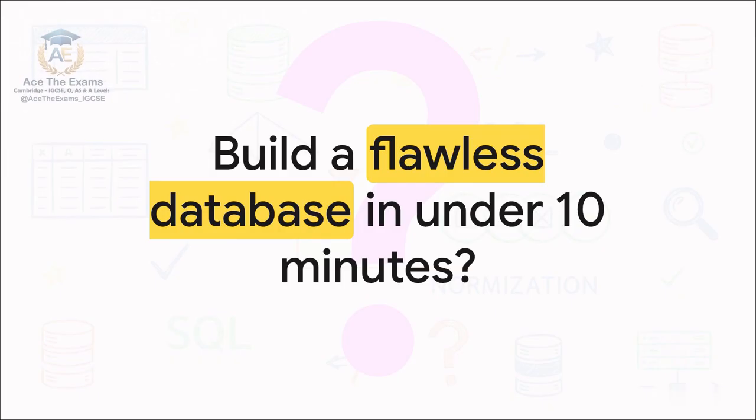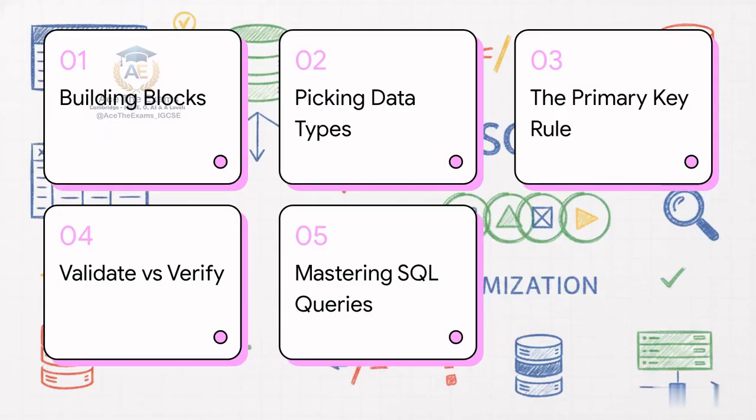We are going to find the perfect middle path today, the true dojo master's approach to the computer science exam. We're going to decode the specific assessment objectives that the Cambridge board uses to grade your papers, and we're going to use the PEEL framework to make sure every sentence you write earns a mark. To get there, we have a very clear 5-step syllabus to conquer today. We're going to start with the building blocks, then picking data types, move into the primary key rule, tackle validation versus verification, and finally, take on the final boss, mastering SQL queries.